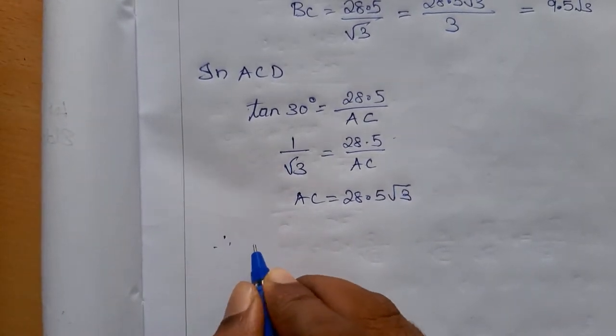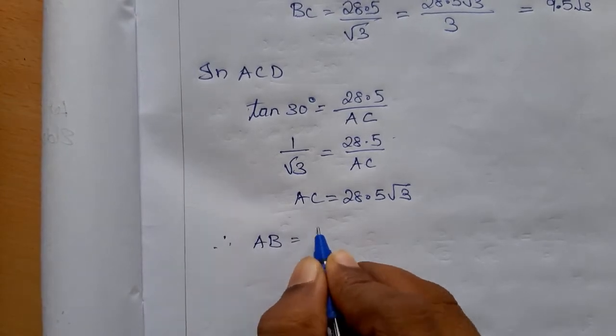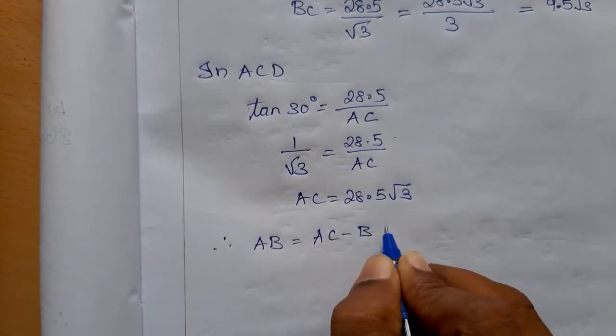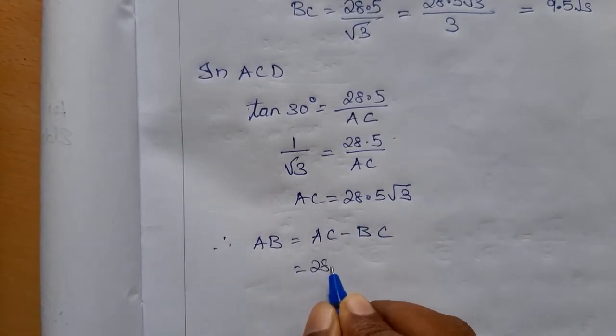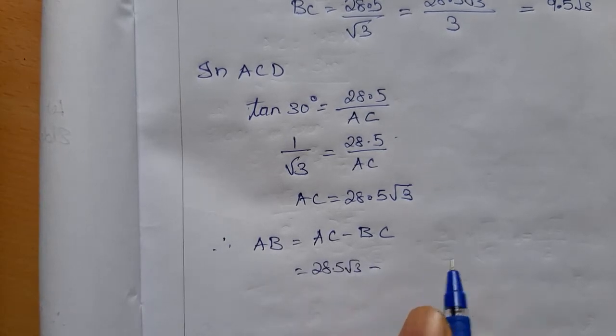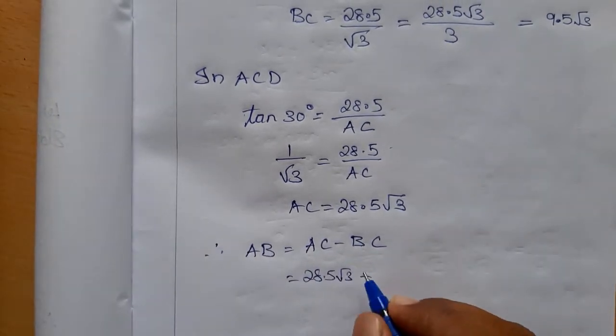So therefore we need AB, right? AB is equal to AC minus BC, and AC is 28.5 square root of 3 minus BC, which is the value 9.5 root 3.